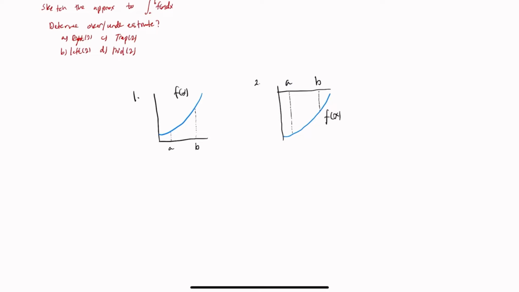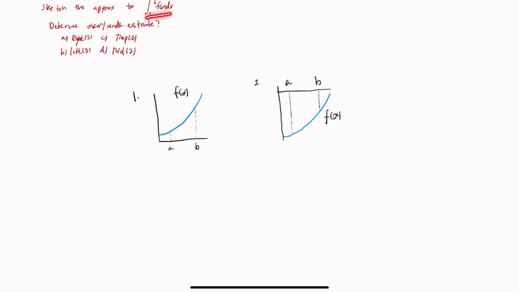Sketch the approximation to the definite integral going from a to b of x dx, and determine if that estimation is an overestimation or underestimation. We want the estimation of right of 2, left of 2, trap of 2, and then mid of 2.